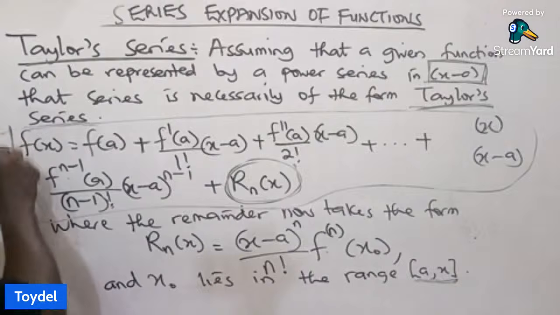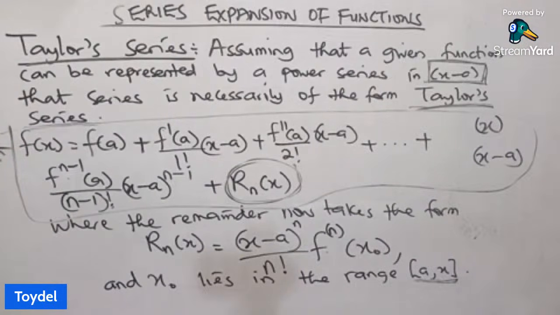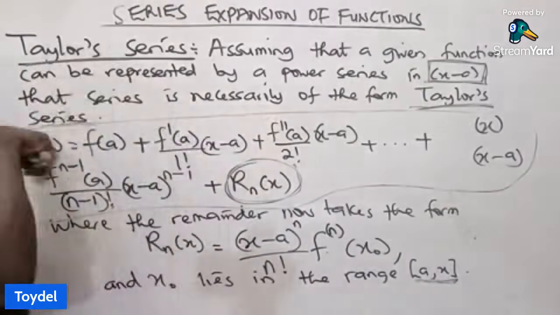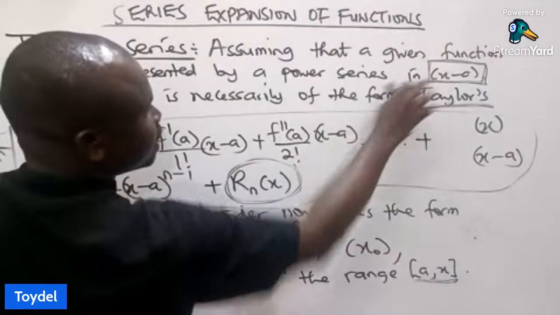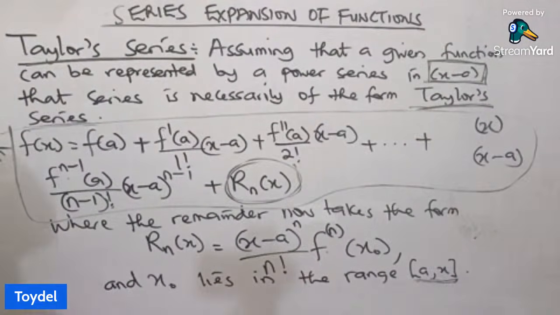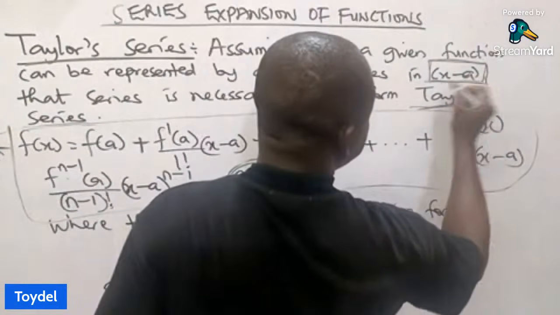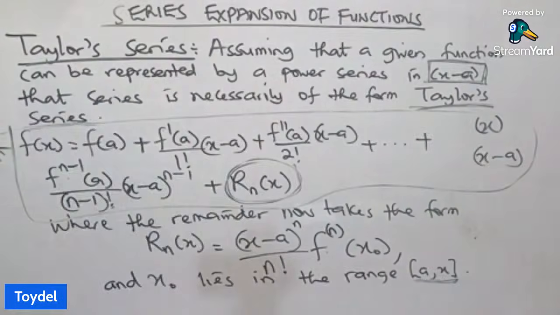So I'm going to give one example now to explain the Taylor series expansion in detail. But just take note that if you have a function, that function can be represented as a power series in the form of x minus a. Once that function can be expressed in terms of x minus a, then that function takes the form of the Taylor series expansion.